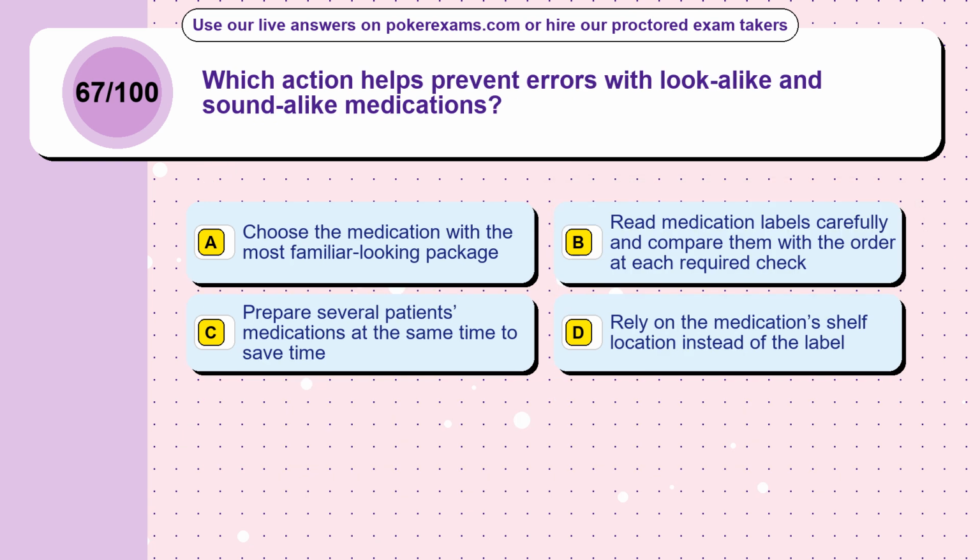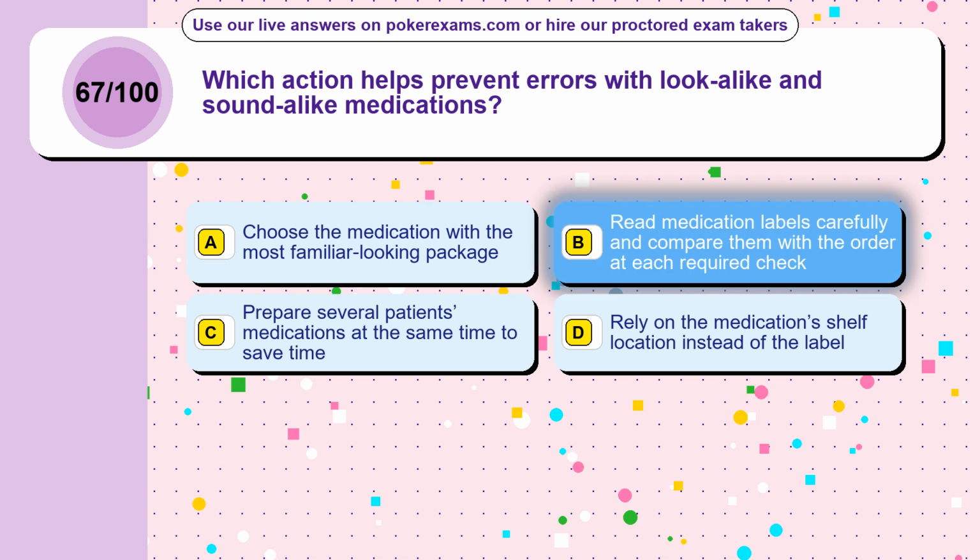Question 67. Which action helps prevent errors with look-alike and sound-alike medications? Option A. Choose the medication with the most familiar-looking package. Option B. Read medication labels carefully and compare them with the order at each required check. Option C. Prepare several patients' medications at the same time to save time. Option D. Rely on the medication's shelf location instead of the label. The correct answer is option B.